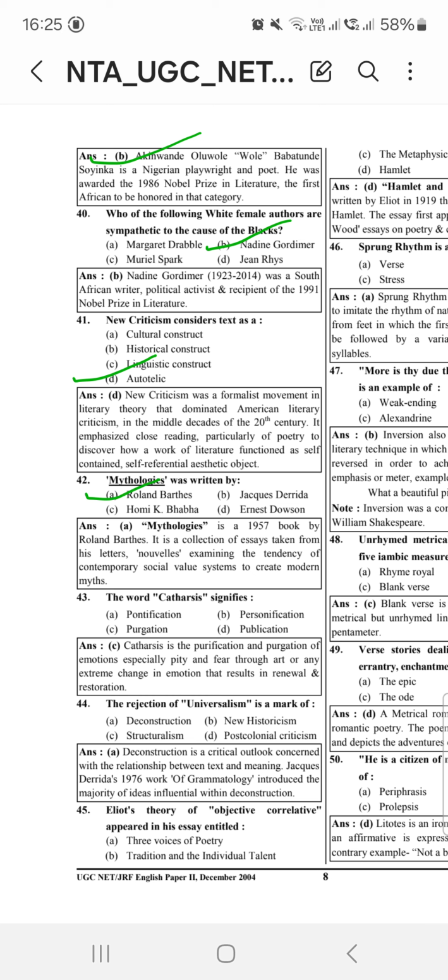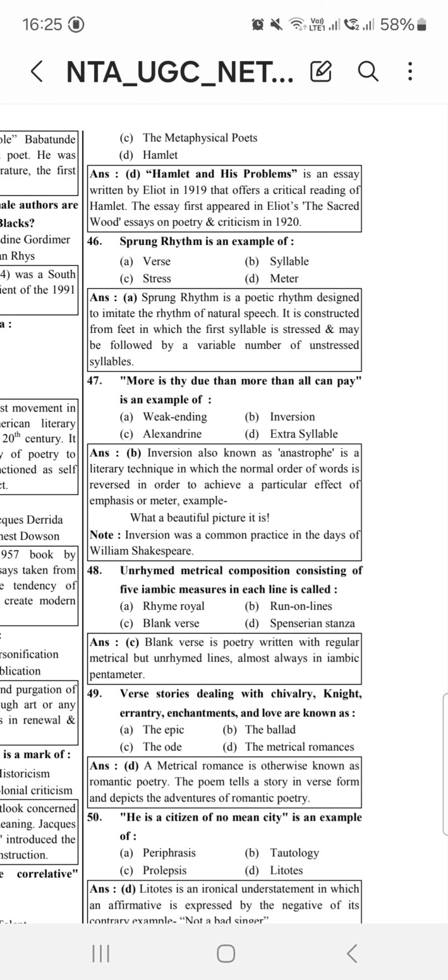Question 43. The word catharsis signifies purgation, option C. Question 44. The rejection of universalism is a mark of deconstruction, option A. Question 45. Eliot's theory of the objective correlative appeared in the essay entitled Hamlet and His Problems, an essay written by Eliot in 1919.